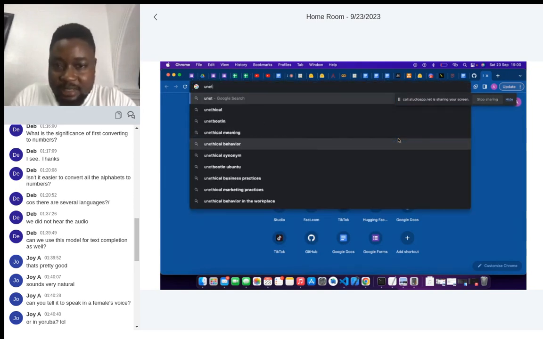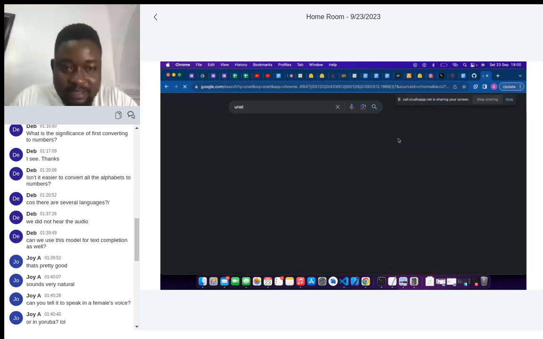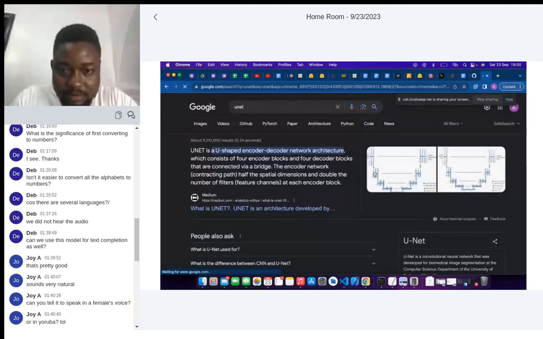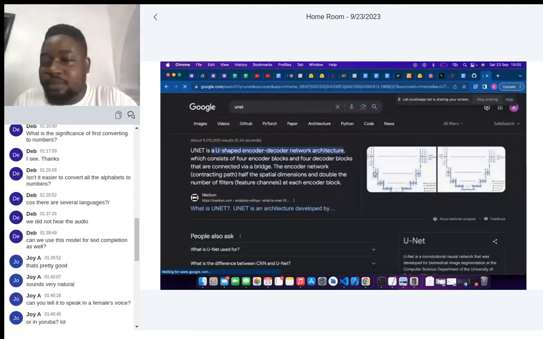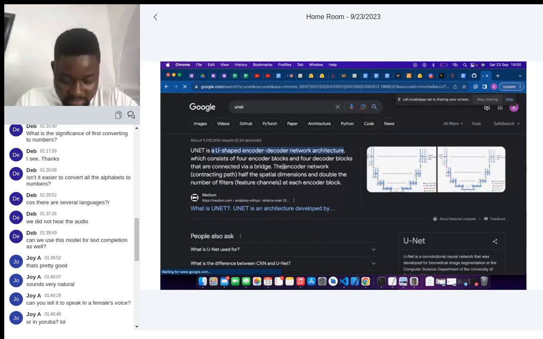There's an image I have here, UNet. A popular model for image is called UNet. So this is how it looks. It was originally invented for something else, but it has been used a lot for generative AIs.